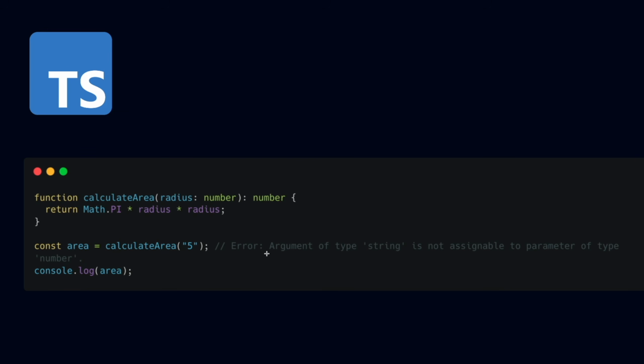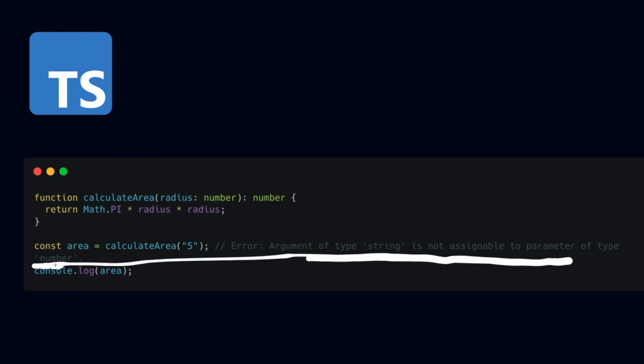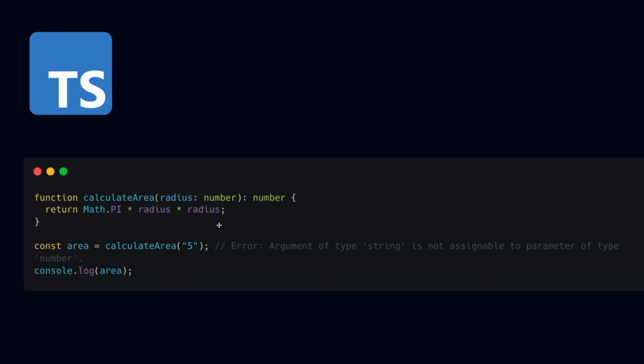And if we are using VS Code, for example, to write this code, we would get a warning, and this would be red. And the error in this case is that the argument of type string is not assignable to a parameter of type number, as you can see here. This is because we strictly specified that this was going to be a number.